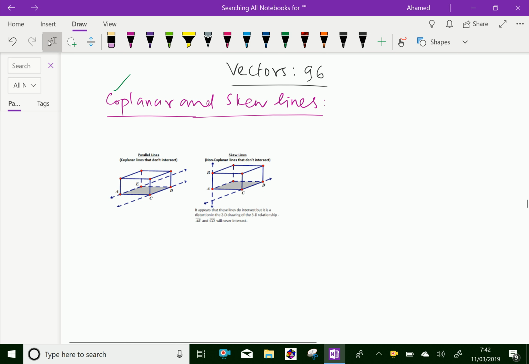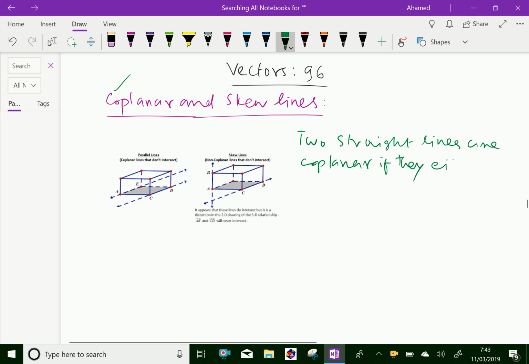Two straight lines are coplanar if they are either parallel or intersecting. Therefore, two coplanar lines means two straight lines are coplanar if they are either parallel or intersecting.